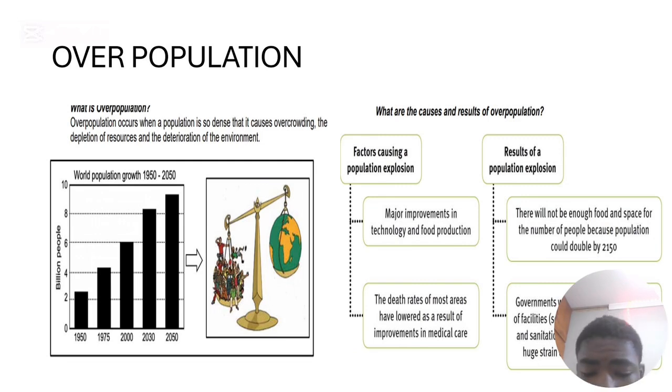Then we have the causes and results of overpopulation. So, factors causing population explosion. Population explosion basically means overpopulation. Do not be discouraged by the word explosion. Major improvements in technology and food production. The death rate is low in other countries. So let's talk about this one. I've previously spoken about this one. If the country is more advanced, there is more technology, there is more food production, and the death rate is low, right? So you'd want to move to that country.